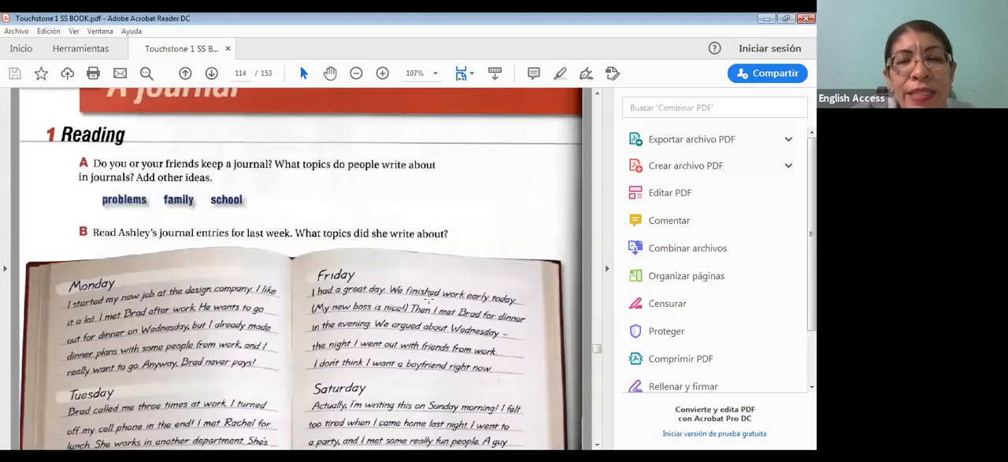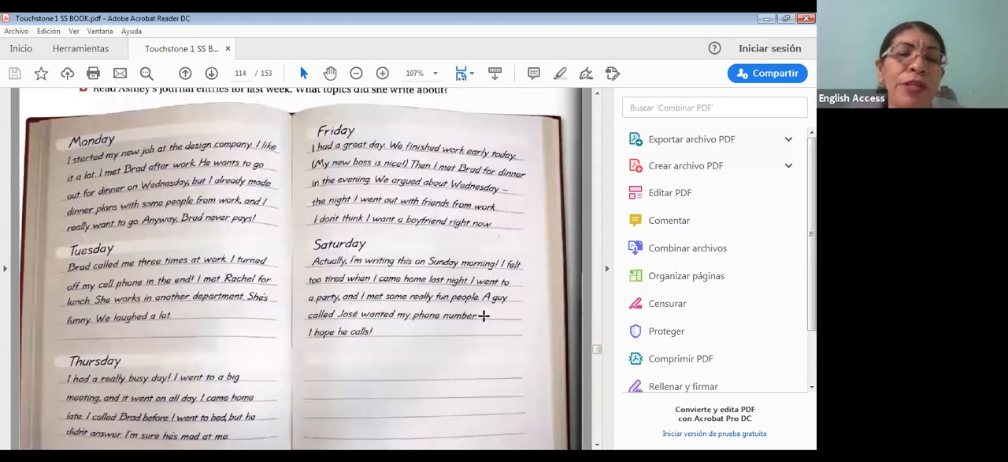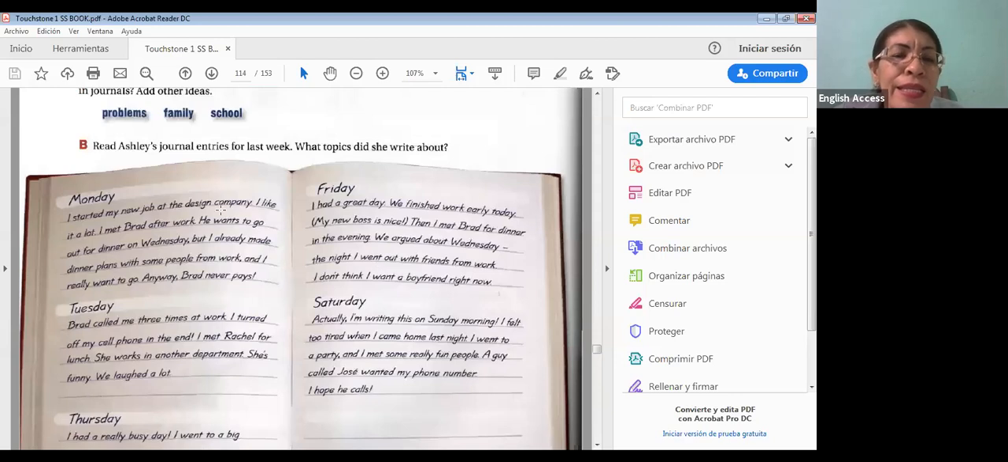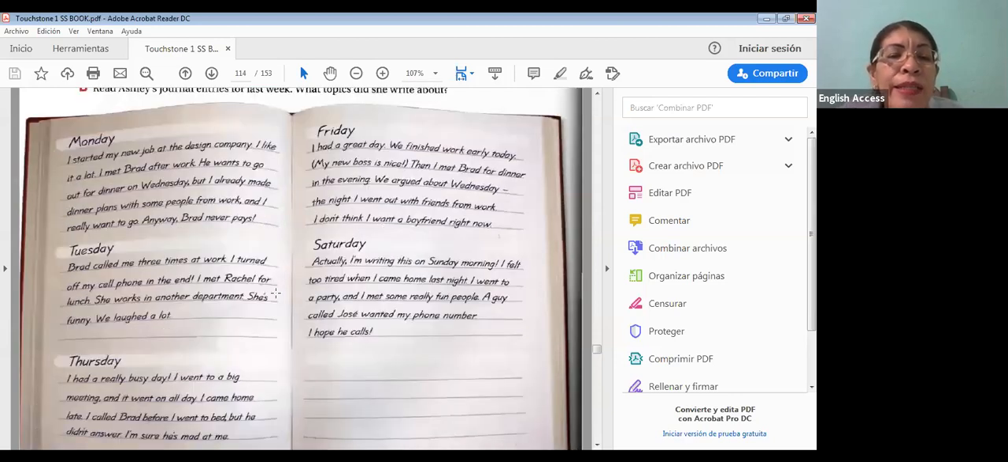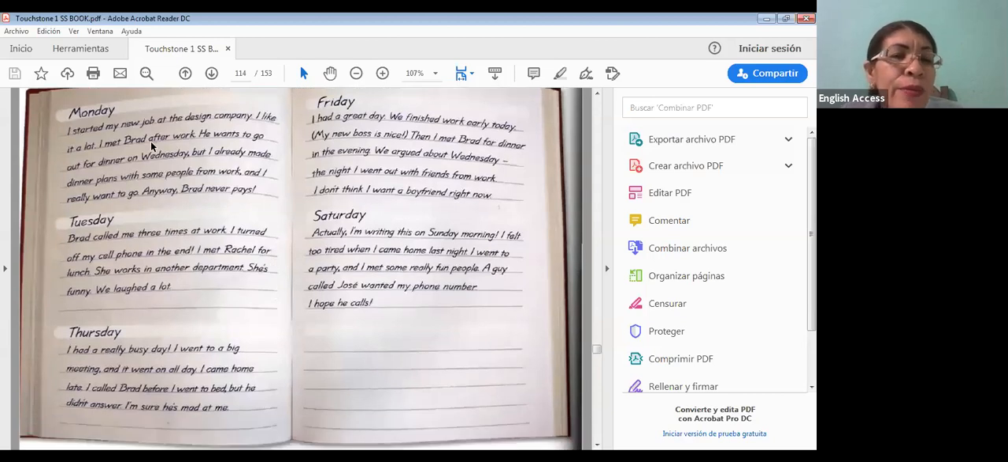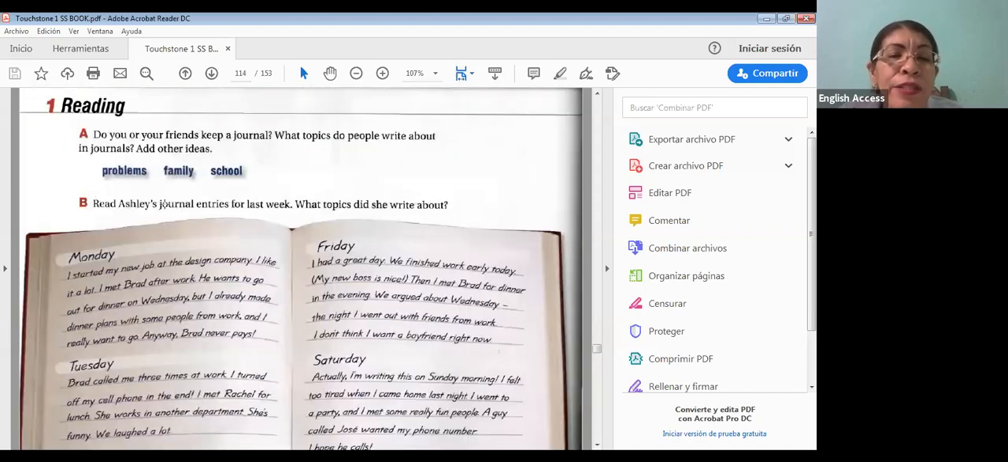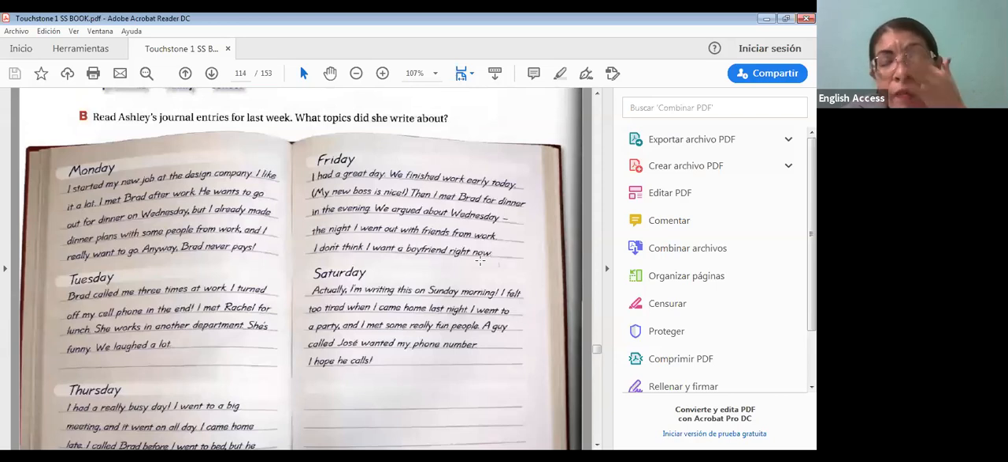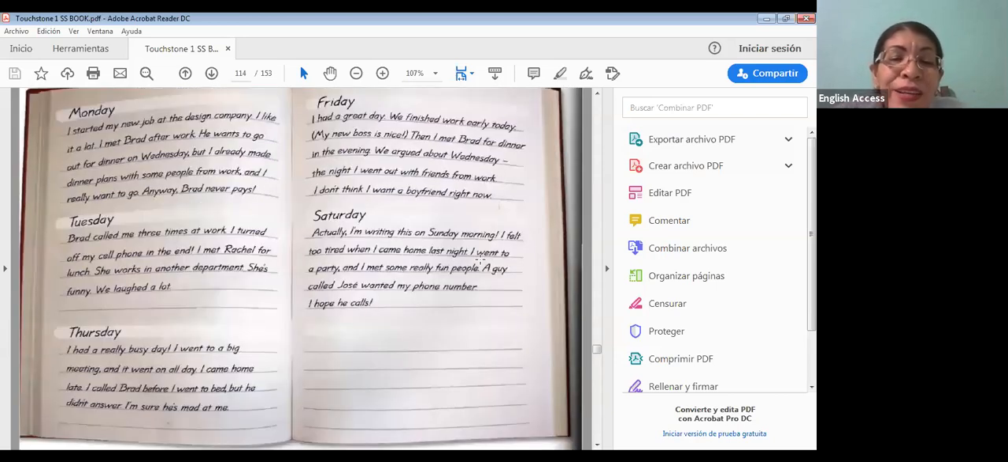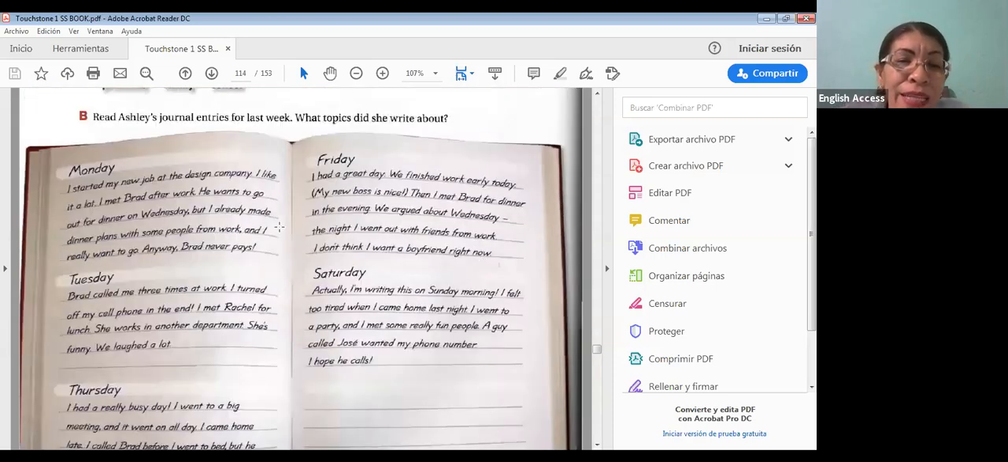Well, here, as you can see, we have a journal. This is Ashley's journal. We have some activities that she did last week from Monday through Saturday. Let's read Ashley's journal entries for last week. What topics did she write about? So we're going to find out. Luis, let's start the reading, please.